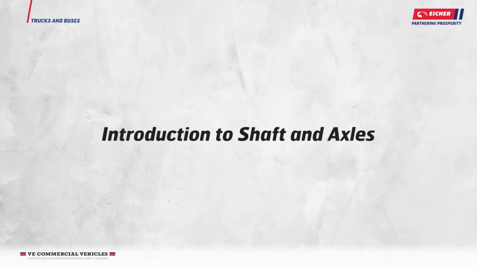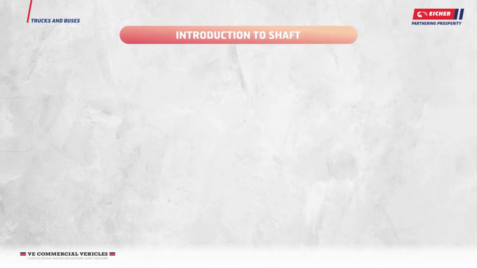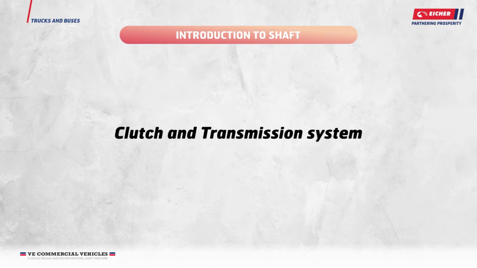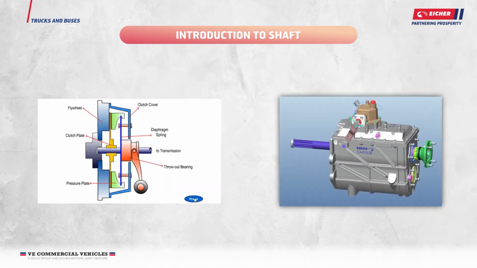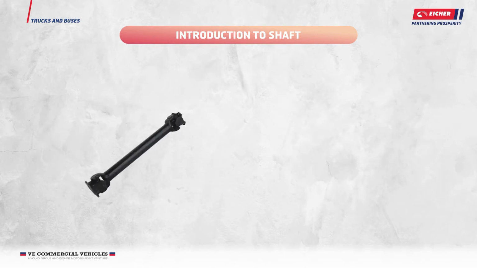Introduction to shafts and axles. Introduction to shaft. In the previous module, we have learnt about clutch and transmission system in automobiles. The power produced by the engine is transferred to the wheels through the clutch and transmission, and then to driveline parts like the propeller shaft and axles.